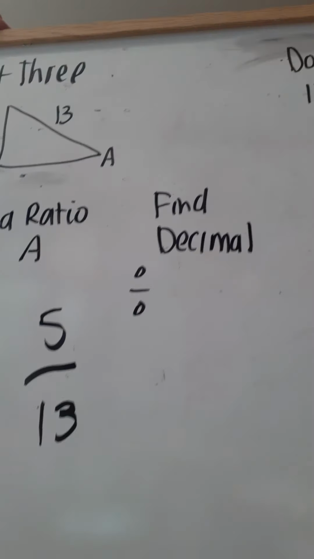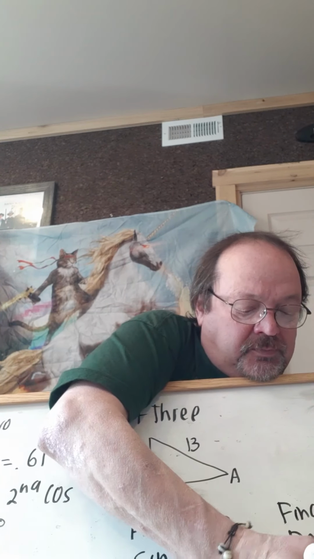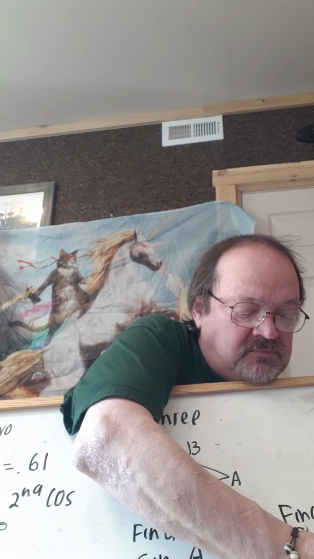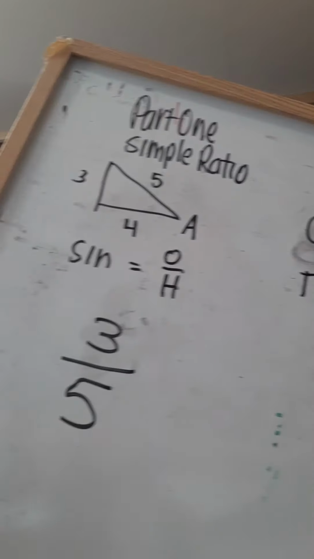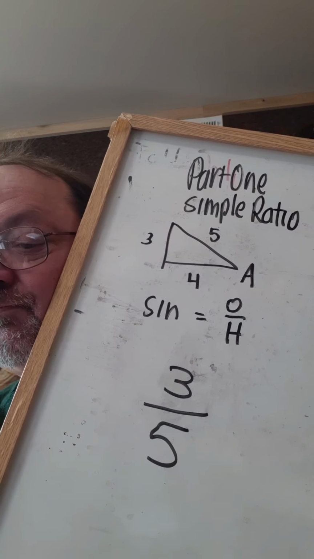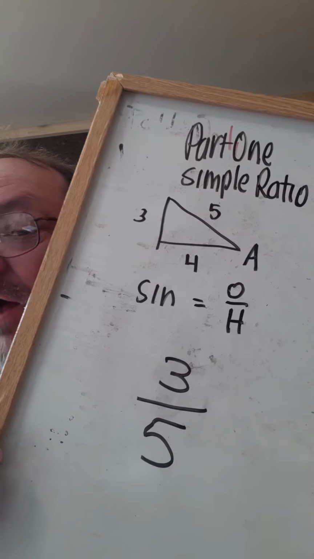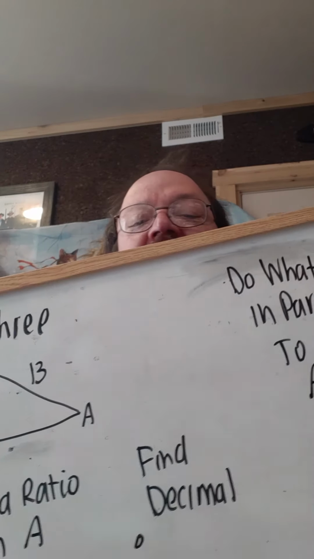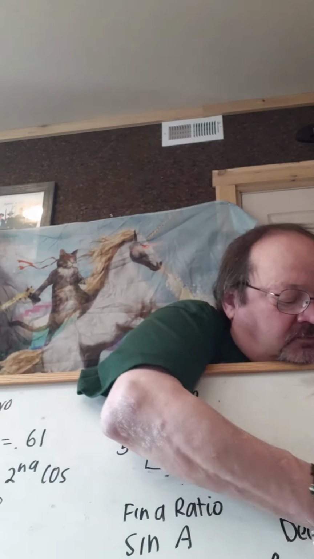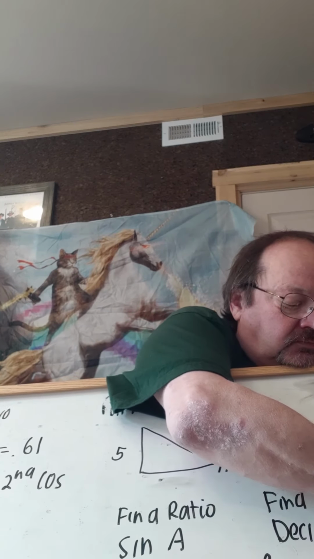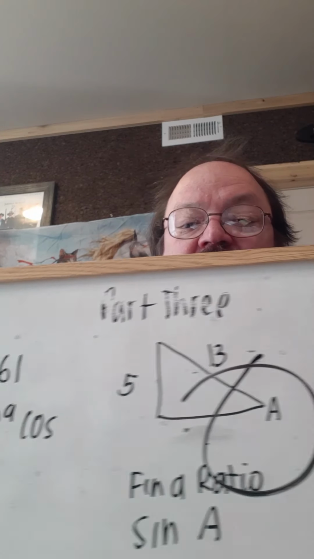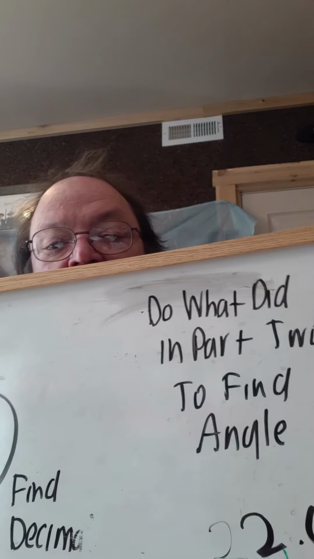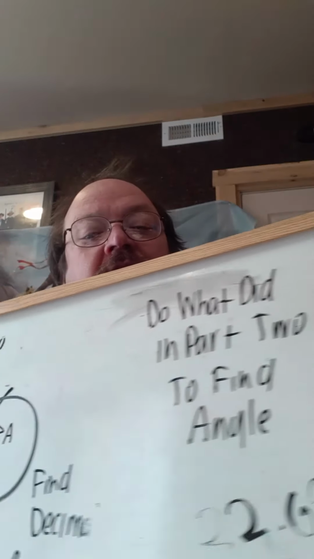So we find our decimal, 0.384. Then we're going to do the same thing we did over here in part 2. We're going to hit second function and sine, and we should get 22.6 degrees, which is what that angle would equal. So we find out what we're dealing with, a sine. Then we find the decimal. Then we find the end part by using our second function.